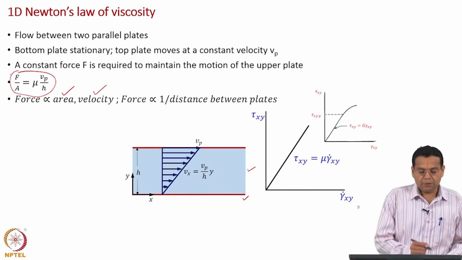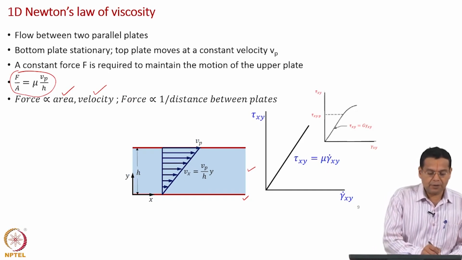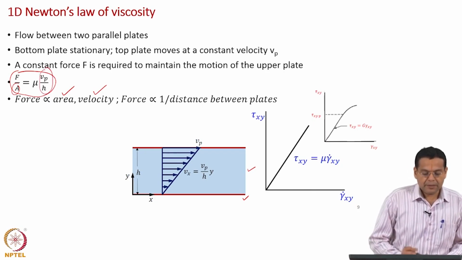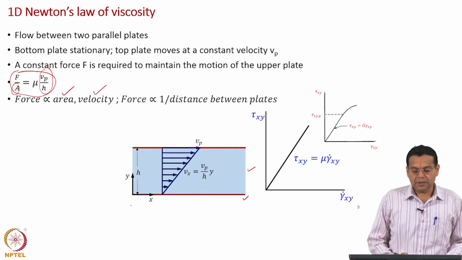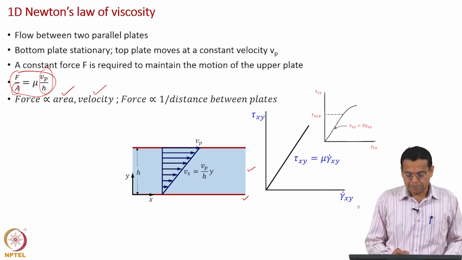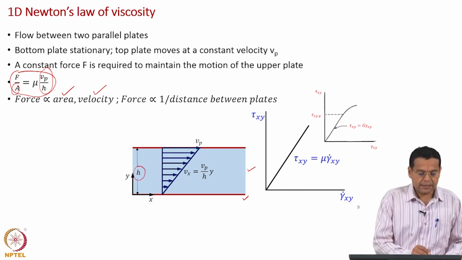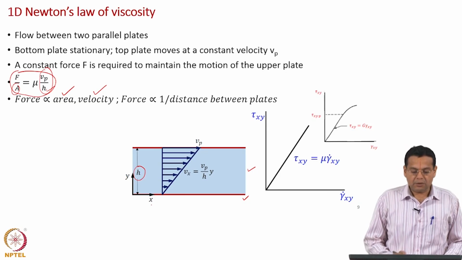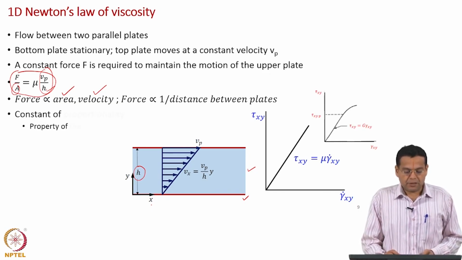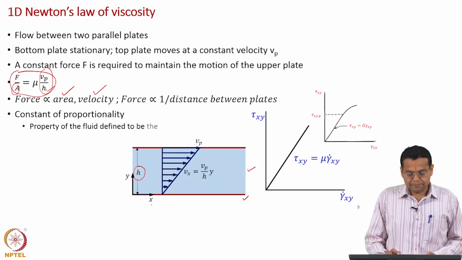Force proportional to area. So, area has been brought to the left hand side, force per area is proportional to the velocity, so Vp is in the numerator, and inversely proportional to the distance between the plates. The distance between the plates is h, and that is in the denominator, and the proportionality constant is viscosity. It is a material property of the fluid, okay. The constant of proportionality is a property of the fluid defined to be the viscosity.